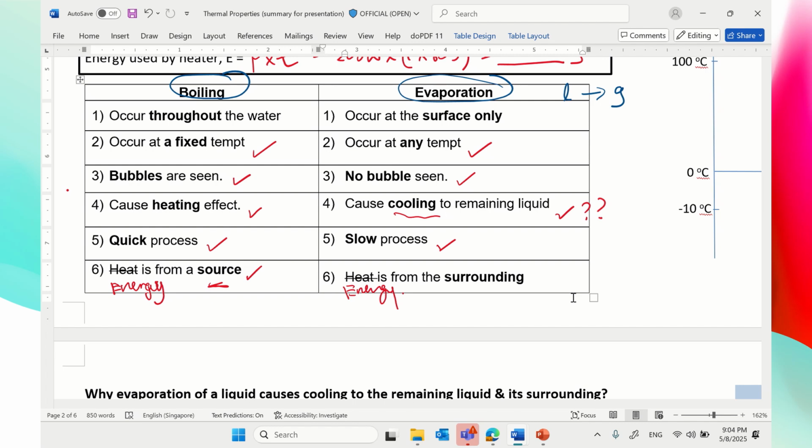Okay, if your sweat on your skin evaporates, for it to evaporate, it must have absorbed enough energy from your skin and surrounding. So later we talk a little bit about the kinetic theory on that.